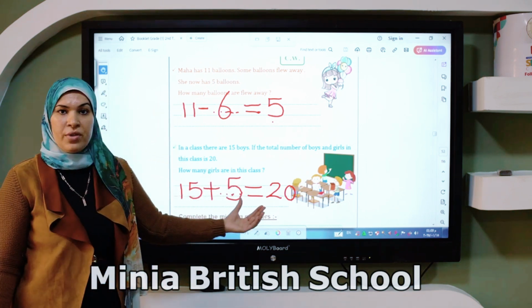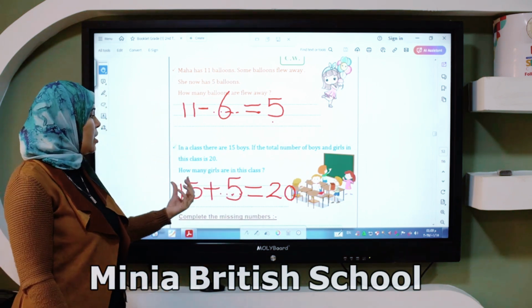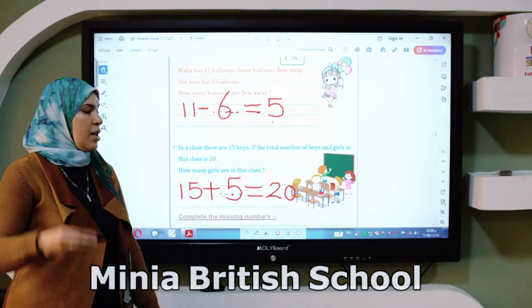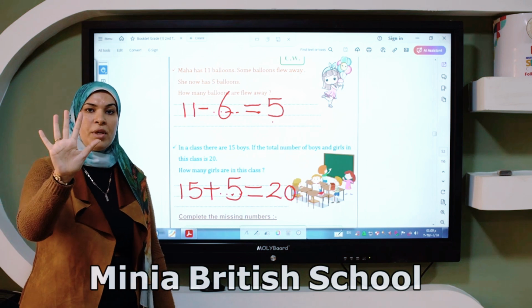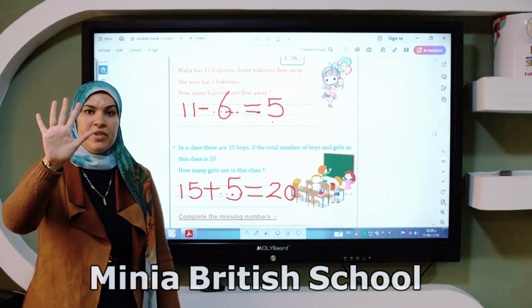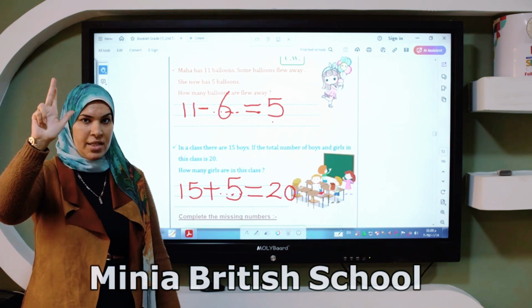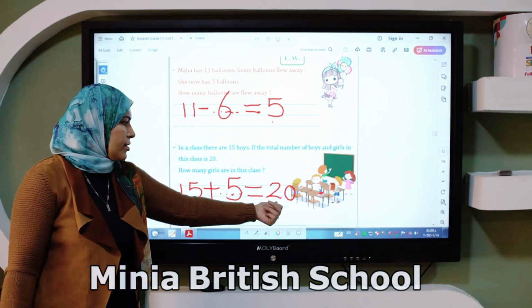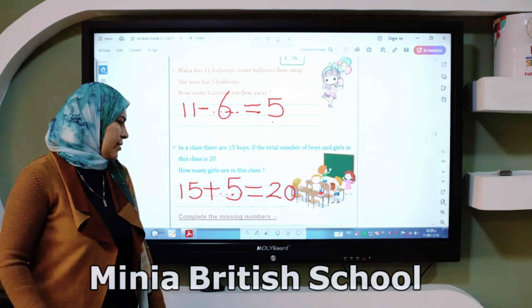I want to make sure that my answer is right. What can I do? Make it as a usual question. 15 plus 5. 15 in my mind, 5 on my fingers. Count after 15: 16, 17, 18, 19, 20. The answer is 20, so your answer is right.